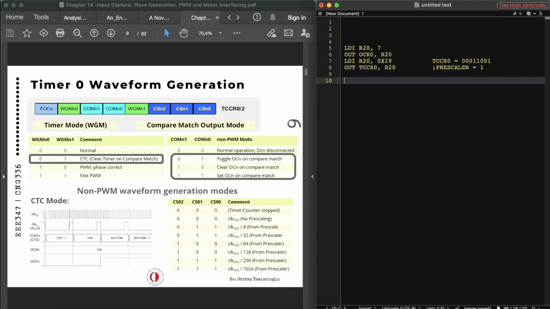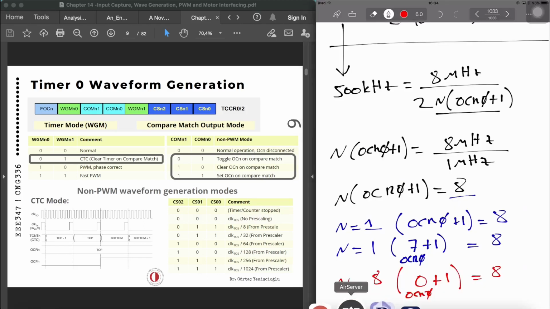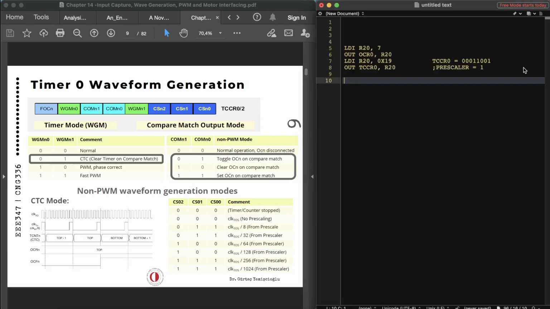Or we can have the alternative version, which we have already calculated. So this is 1 and 7, and this is going to be 8 and 0. Now, in this case, we can have LDI R20, 0. So out OCR0 will be R20, and LDI R20. So prescaler 8 is 0, 1, 1. So this end is going to change to 0, 1, 1. So TCCR0 is going to be 0, 0, 1, 1, 0, 1, 1.